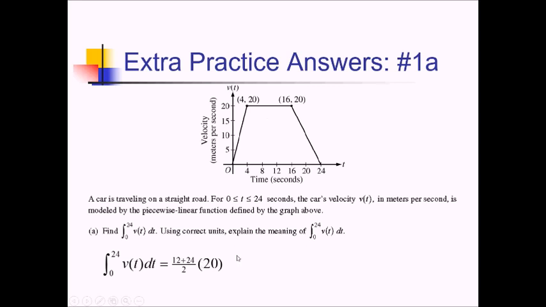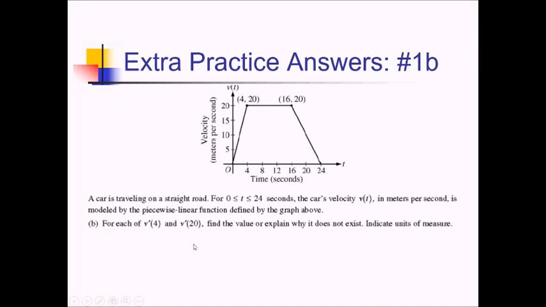And you don't have to simplify it, but I'm going to. So 20 over 2 is going to be 10. 16 plus 24 is 40. So 40 times 10 gives us 400. And for the units, since we're taking the integral of velocity, we're getting rid of a time unit and just getting meters. So what we just said is that over the time interval from 0 to 24 seconds, the car is going to travel meters over the interval from 0 to 24 seconds.